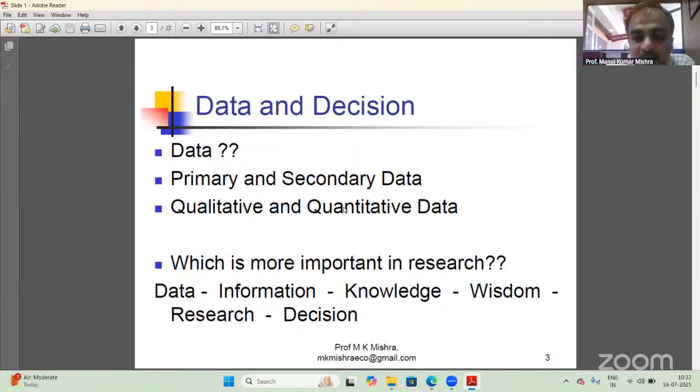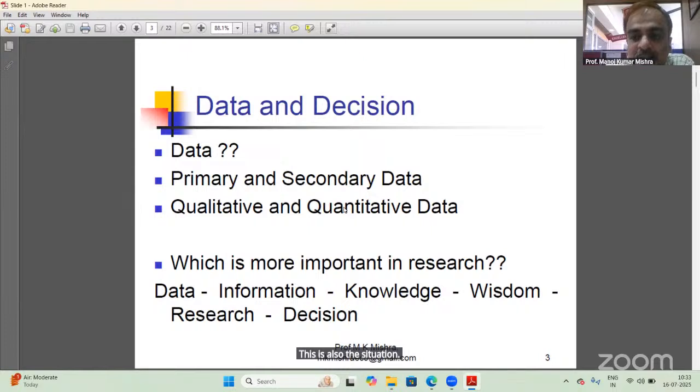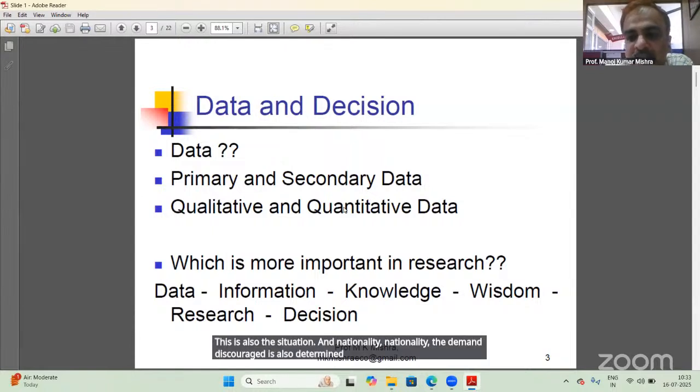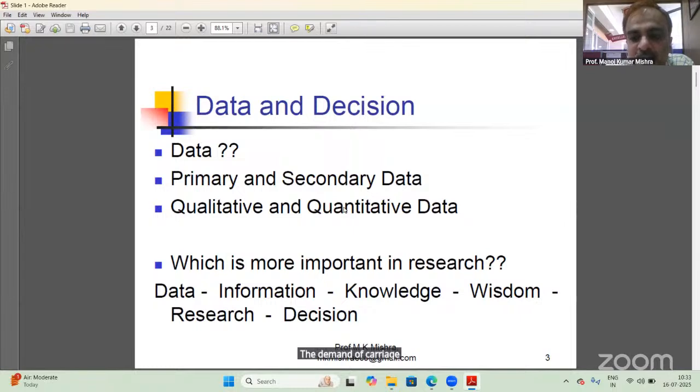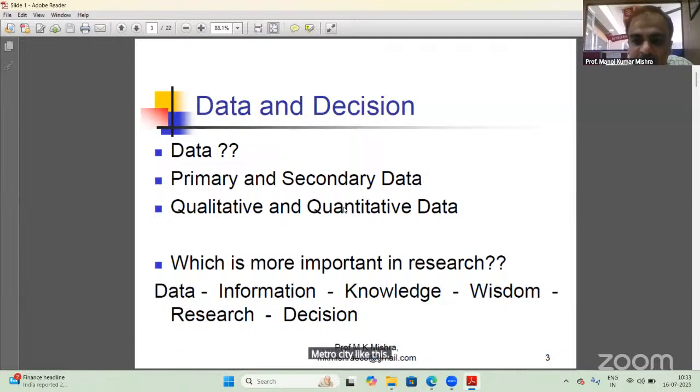And who demands it? Population. What is the share of population, whether more are male or more are female? This is also a factor. Nationality: the demand for this car is also determined by nationality. The demand of the car is also determined by region: rural areas, urban areas, semi-urban areas, metro cities, like this. It also determines the demand of the car.